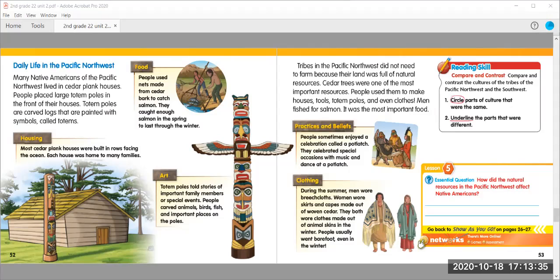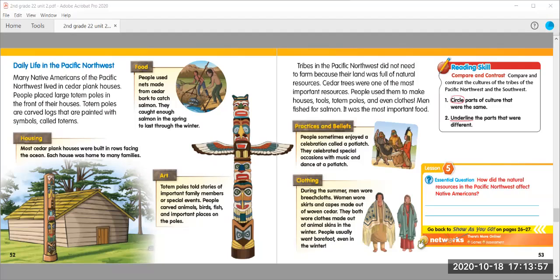Daily life in the Pacific Northwest. Many Native Americans of the Pacific Northwest lived in cedar plank houses. People placed large totem poles in the front of their houses. Totem poles are carved logs that are painted with symbols called totems.